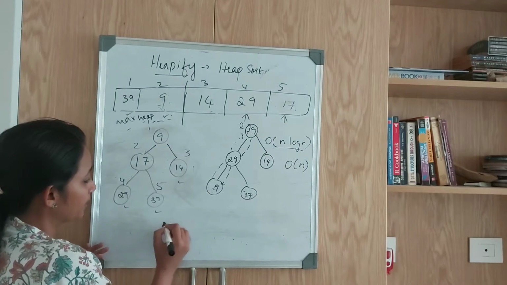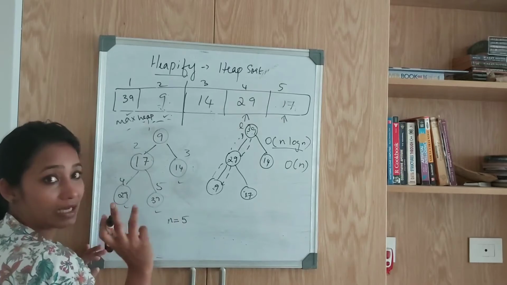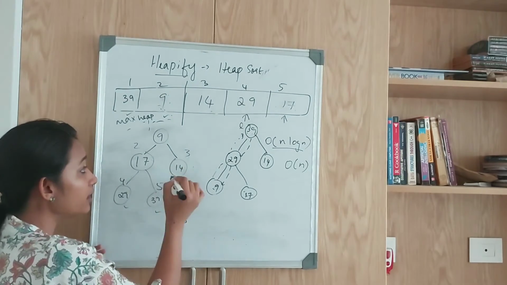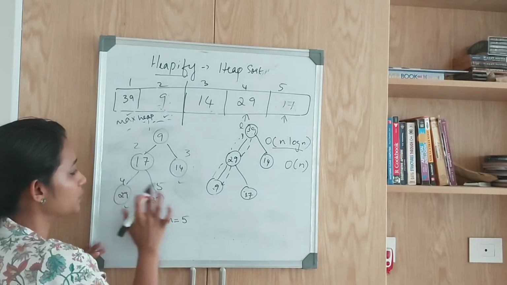So let us see. Now here what is n? 5. 5 is n. 1, 2, 3, 4, 5. N is 5. So now from where is your leaf node going to start? From third index to 5.